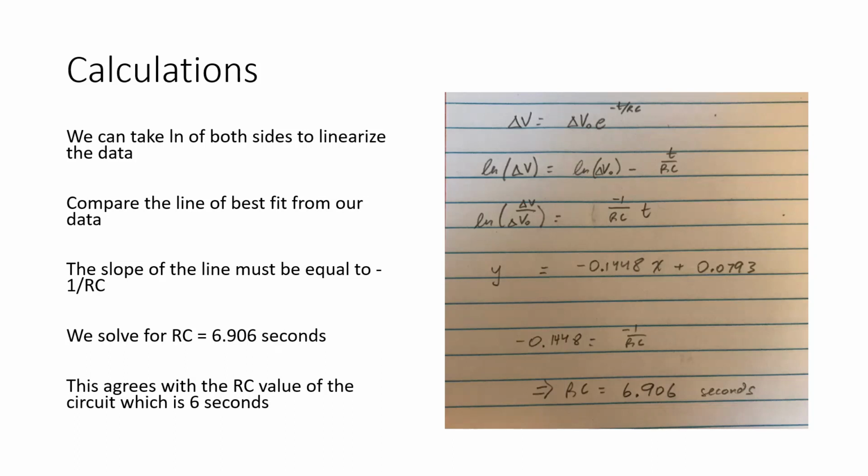And so this line of best fit that we get is going to be important on this next slide, because we can compare it to this linearized form of the equation, delta V equals delta V sub O e to the negative t over RC, and we find that our slope is equal to negative 1 over RC. So then we can use that to find our RC value, which is equal to 6.906 seconds, which is close to our RC value in the circuit simulation, which is 6 seconds.